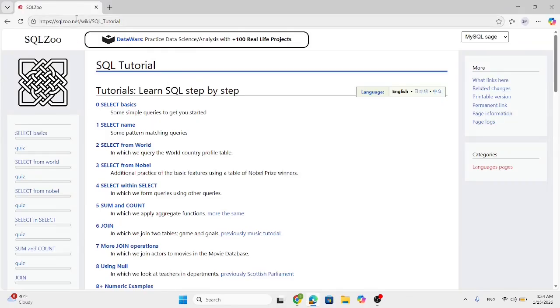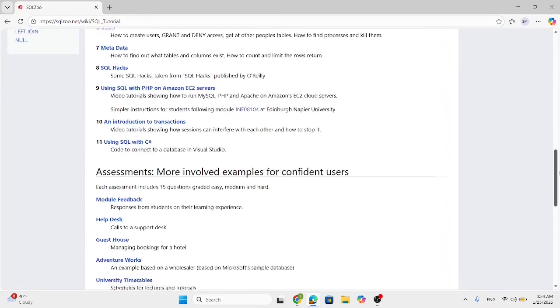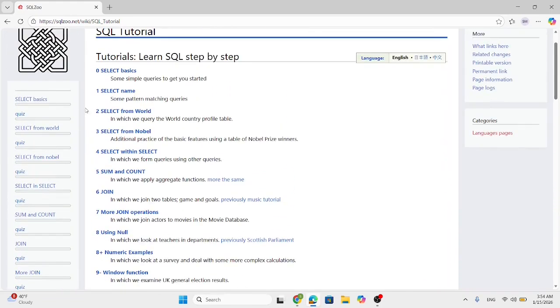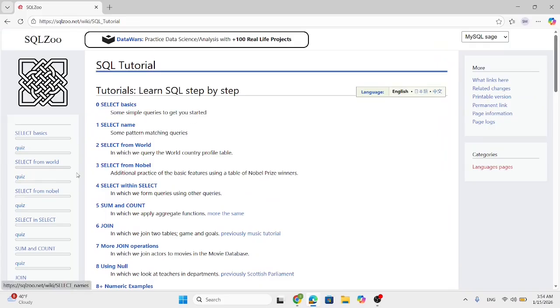Its name is SQLZoo.net. If you are a beginner in SQL or in data analysis, you can improve your skills on this website. As you can see, there are a lot of tasks and quizzes, and we are going to start one by one. You can also do it by yourself, and you can check from my video or somewhere else. You can do it maybe with AI, so it depends on you. So yeah, let's start with SQL basics.